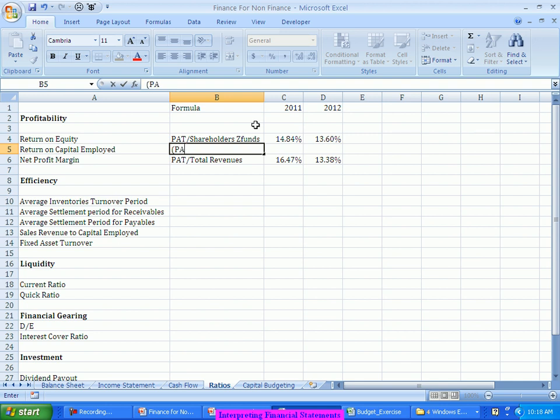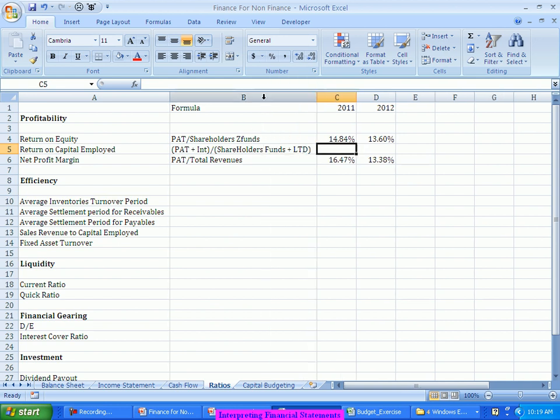Probably let me look at it like this. Profit after tax plus interest, divided by the shareholders' funds plus long-term debt, which is nothing but total capital. What is total capital? The equity capital and the loans.